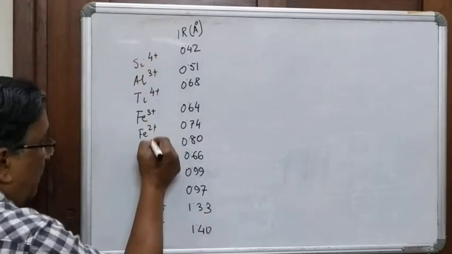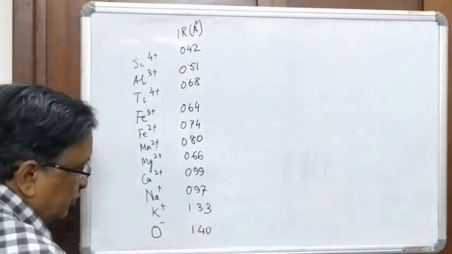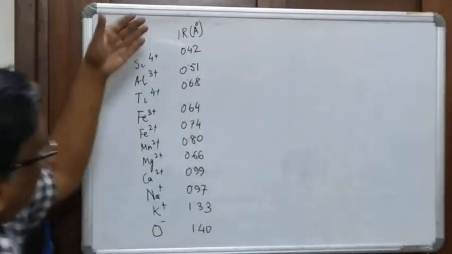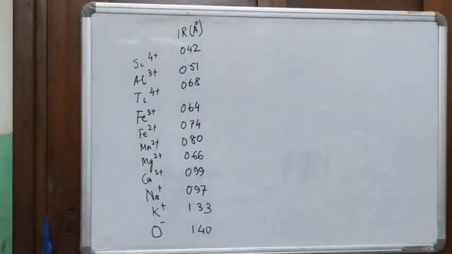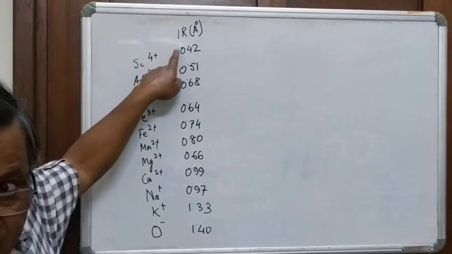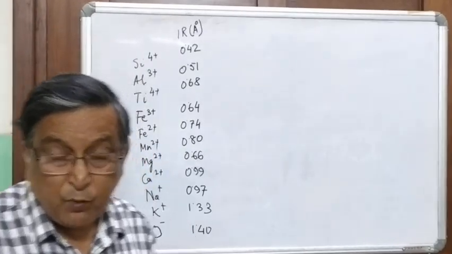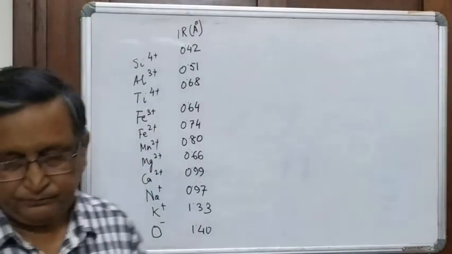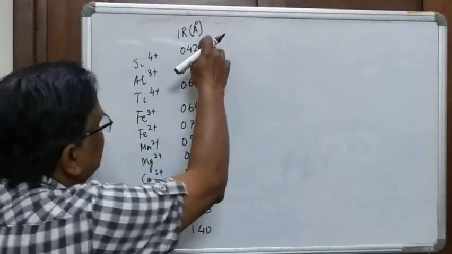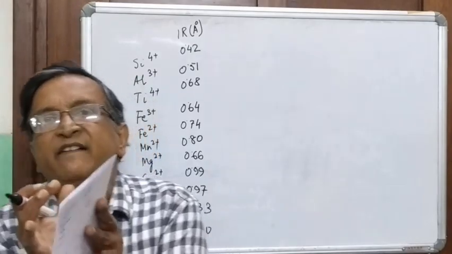These are all positively charged and they are linked to oxygen. This is the range of ionic radius. As we see, silicon has the smallest ionic radius and oxygen is 1.40 angstroms. So this is the smallest and this is the largest. This is about the ionic radius.